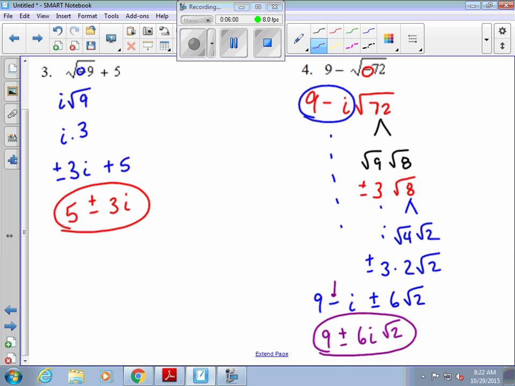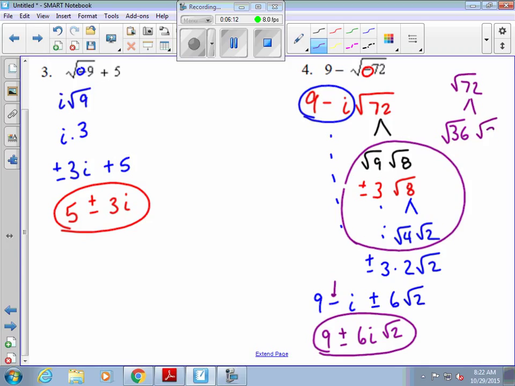Again, you could have done all of this work here in one step by separating 72 into 36 times 2. But most of us, when we see the number 72, we don't think of the perfect square 36. So I just want to show you that if you took 2 steps to do it, that's okay.